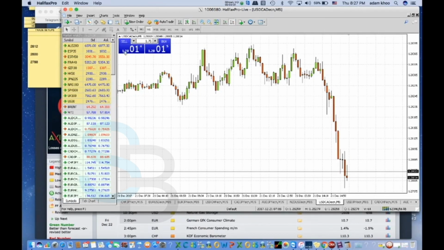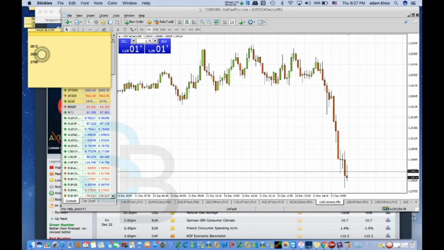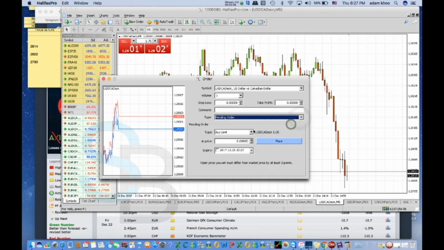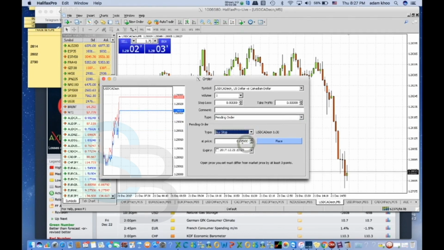Okay, 8:27, dollar CAD is 1.2801. So I'm going to put a buy order at 1.2813. Well, now it's 1.2802, it jumped really fast. Okay, I'll take 1.2802. Buy order at 1.2814, sell order at 1.2802 minus 12, that will be 1.2790. Okay, so I'm going to put my buy order, one lot for the volume. So buy stop order at 1.2814.